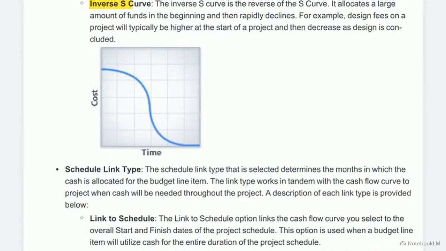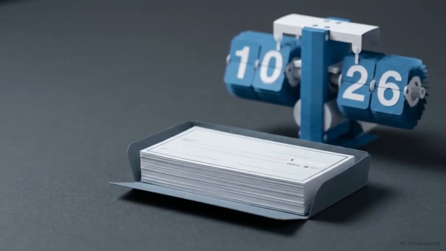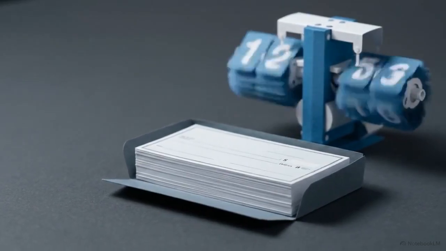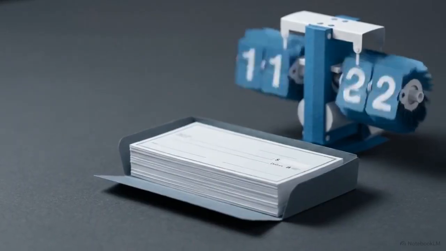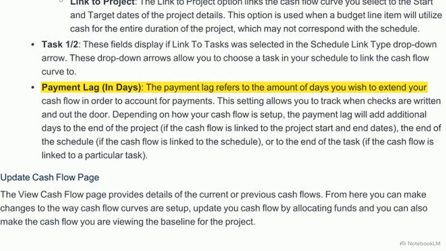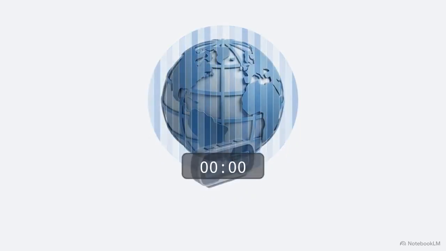For complex spending behavior, this chart illustrates the inverse S-curve, where a massive initial allocation of funds is calculated upfront before rapidly declining. You assign this curve to project inception expenses, such as initial design fees that demand heavy capital early on. Even with perfect algorithmic distribution, a hidden real-world variable disrupts the model, the physical delay of check processing and accounts payable. The payment lag setting solves this. It extends the cash flow timeline past the formal end dates of a linked task to reflect when the cash physically leaves the treasury.